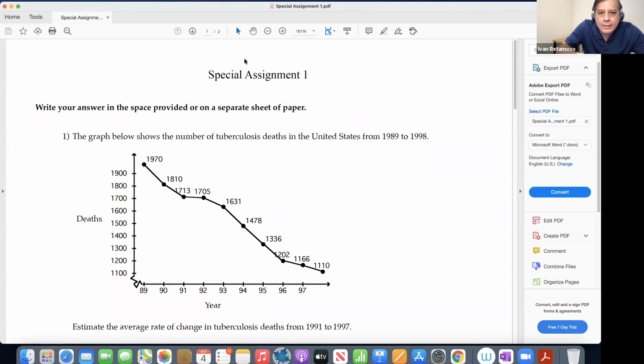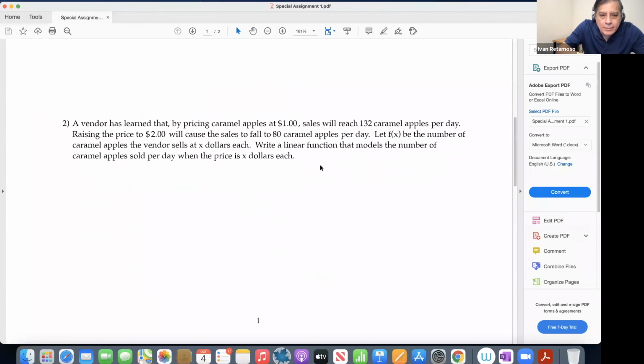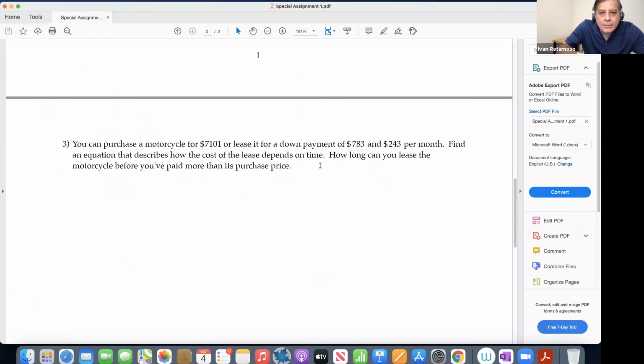Very good, very good. Number 3. Let's comment on number 3, okay? You can purchase a motorcycle for $7,101 or lease it for a down payment of $783 and $243 per month. Find an equation that describes how the cost of the lease depends on time. How long can you lease the motorcycle before you have paid more than its purchase price? All right, they're asking you, Mojina, to figure out an equation for the lease cost, right?